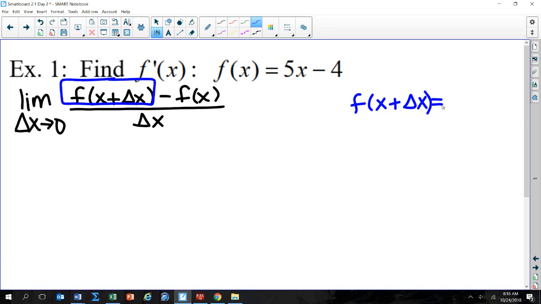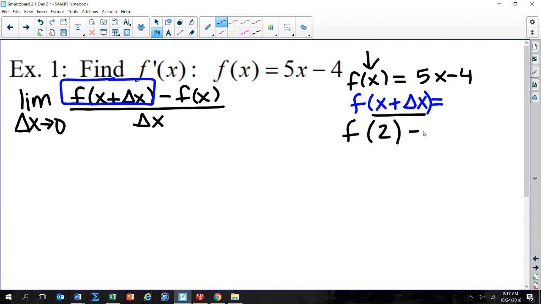What does that mean? Well, I know that f of x is 5x minus 4. So what's going to happen? Instead of plugging in x for x, now what am I inputting for x? x plus delta x, right? If I were to ask you what is f of 2, you would write 5 times 2 minus 4, right? So I just want f of x plus delta x.